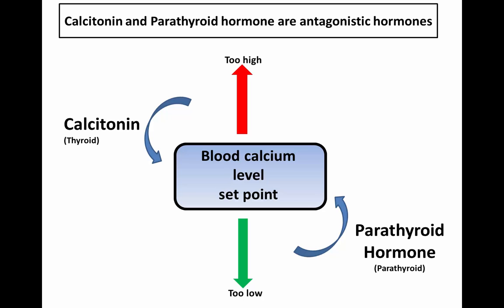Calcitonin and parathyroid hormone are antagonistic hormones. When blood calcium levels are too high, the thyroid gland releases calcitonin to bring calcium levels back down to set point. When calcium levels are too low, the parathyroid releases parathyroid hormone to bring calcium levels back to set point.